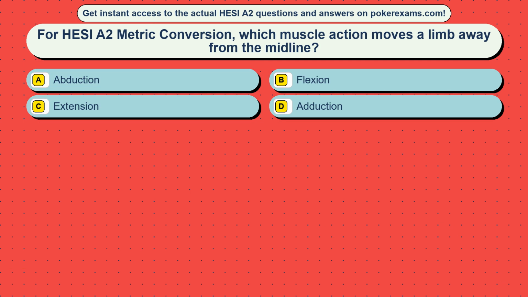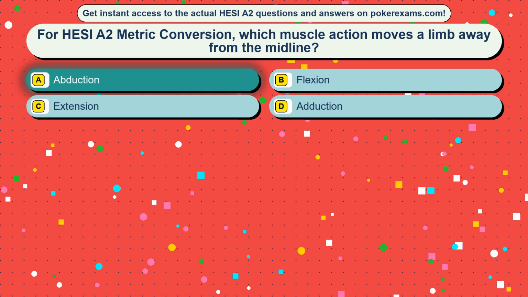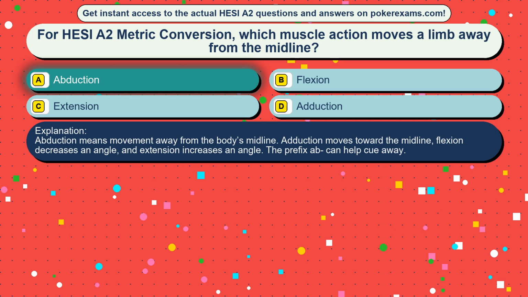Question 2. For HESI A2 metric conversion, which muscle action moves a limb away from the midline? Option A, abduction. Option B, flexion. Option C, extension. Option D, adduction. The correct answer is option A, abduction. Abduction means movement away from the body's midline. Adduction moves toward the midline, flexion decreases an angle, and extension increases an angle. The prefix AB can help cue away.